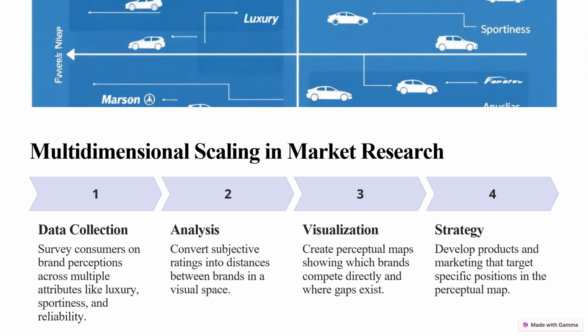First of all, we have to collect the data and survey consumers on brand perceptions across multiple attributes like luxury, sportiness, and reliability. And after that, we have to analyze the data we collected. After that, we create perceptual maps showing which brands compete directly and where gaps exist. And the next is strategy: develop products and marketing that target specific positions in the perceptual map.